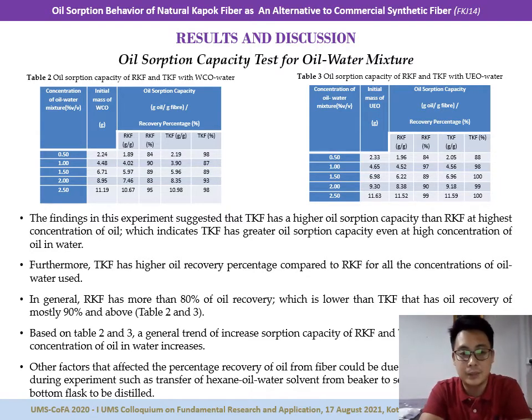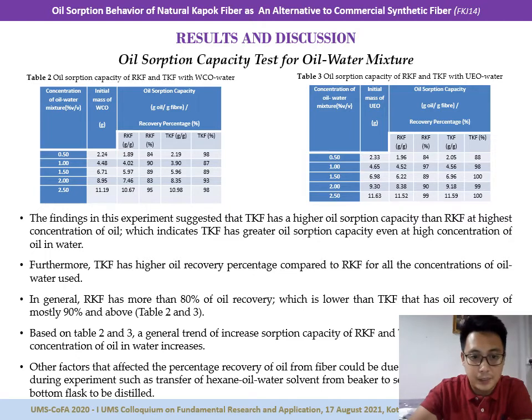Furthermore, treated kapok fiber has higher oil recovery percentage compared to the raw kapok fiber for all the concentrations of oil and water used. In general, raw kapok fiber has more than 80% of oil recovery, which is lower than the treated kapok fiber that has oil recovery of mostly 90% and above. You can refer to table 2 and table 3.